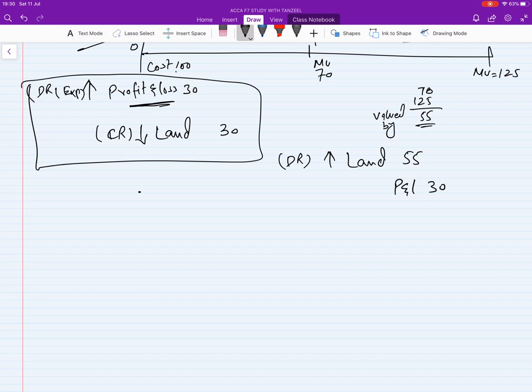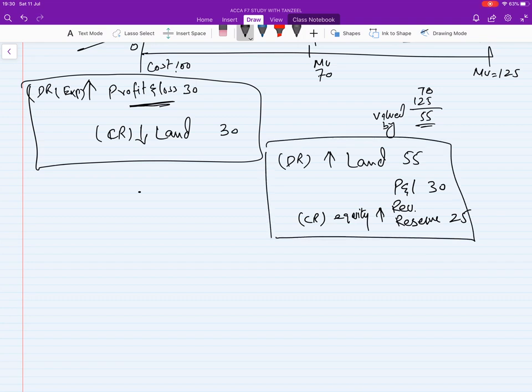Is this balanced? Not. It is not balanced. The rest you can take to revaluation reserve, the equity by 25. Credit because equity is increasing. So you can see it was being valued by 55. The land was increased by 55, and profit and loss, you need to reverse this loss here, and the rest you can take into reserve.